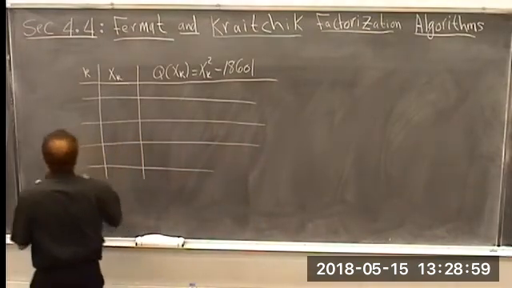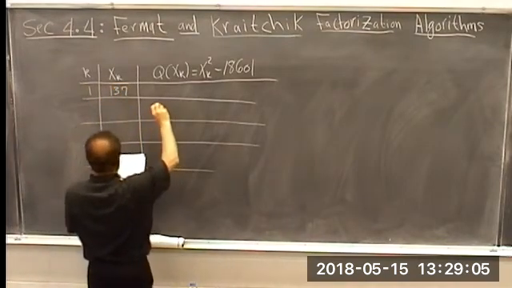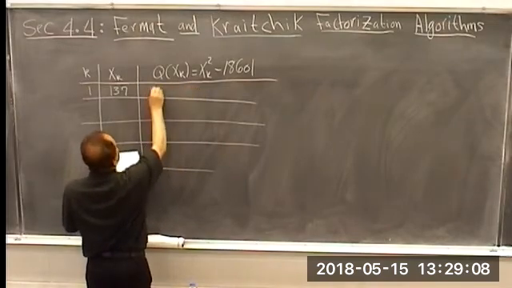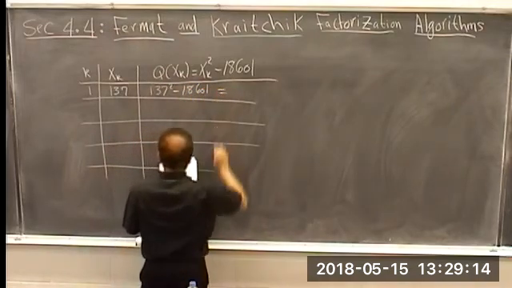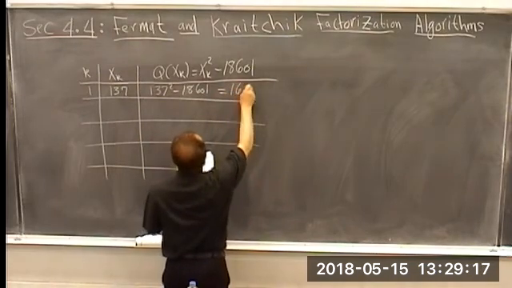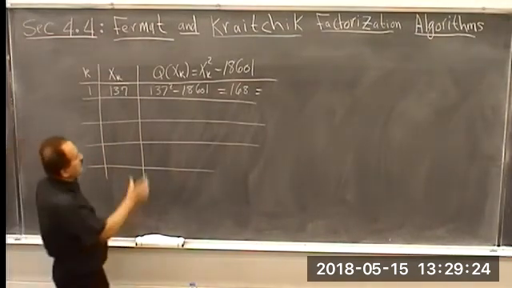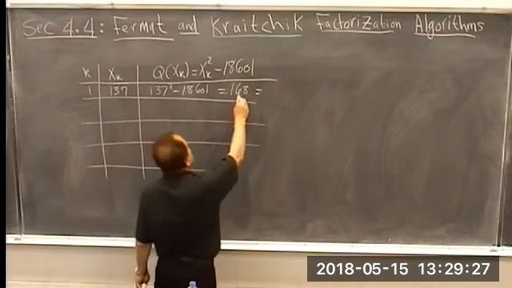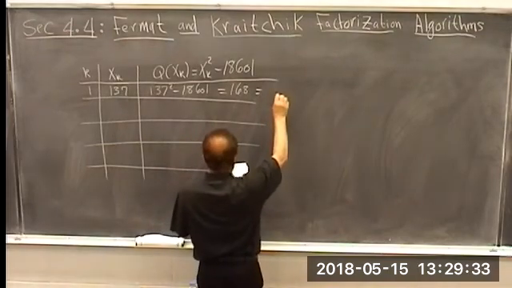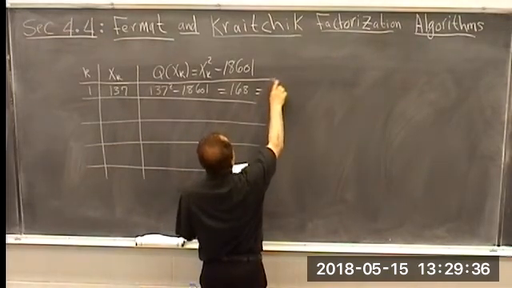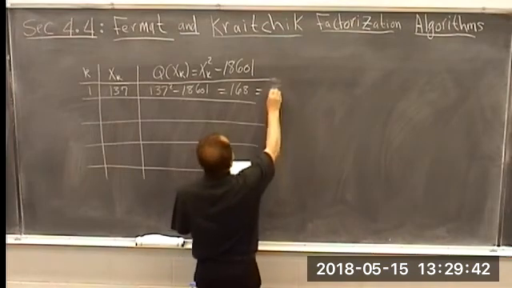All right, so for the first one, k equal 1, the number is 137. And when you plug this in here, minus 18601, it turns out to be equal to 168. Now, 168 is a relatively small number compared to the original number. And then we're going to do a prime factorization of this, okay? And that's where this newer method is an effective way of doing this.